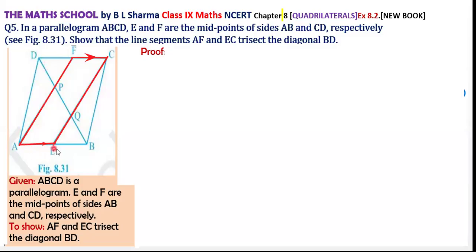since in a parallelogram opposite sides are equal, so AB is equal to DC. F is midpoint of DC, E is midpoint of AB, so half of AB is equal to half of DC. So we can say that this AE is equal to FC. In quadrilateral AECF, these opposite sides AE and FC are equal as well as parallel. That is why AECF is a parallelogram. First we have to prove that AECF is a parallelogram.